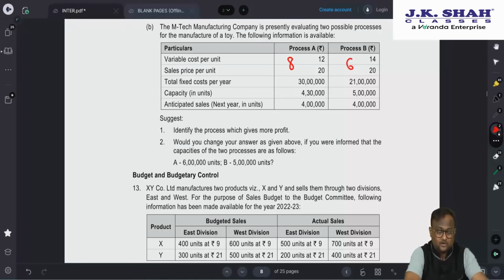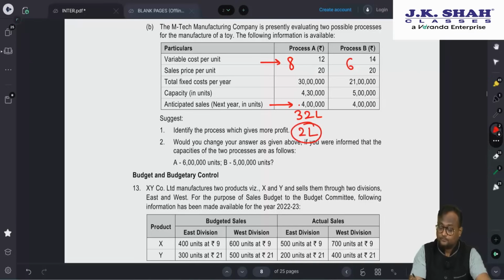Simple profit calculation is required to be done. Your contribution is 8 per unit, 4 lakhs, so 32 lakhs. 4 lakh units you are planning to produce, 8 per unit is your contribution, 32 lakhs will be your total contribution, 30 lakhs fixed cost. When you subtract, you are left with profit of 2 lakhs. And here 4 lakh units into 6, 24 lakhs will be your total contribution minus fixed cost of 21 lakhs will give you 3 lakhs as profitability. So, if you talk about profitability, process B is giving me more profit.